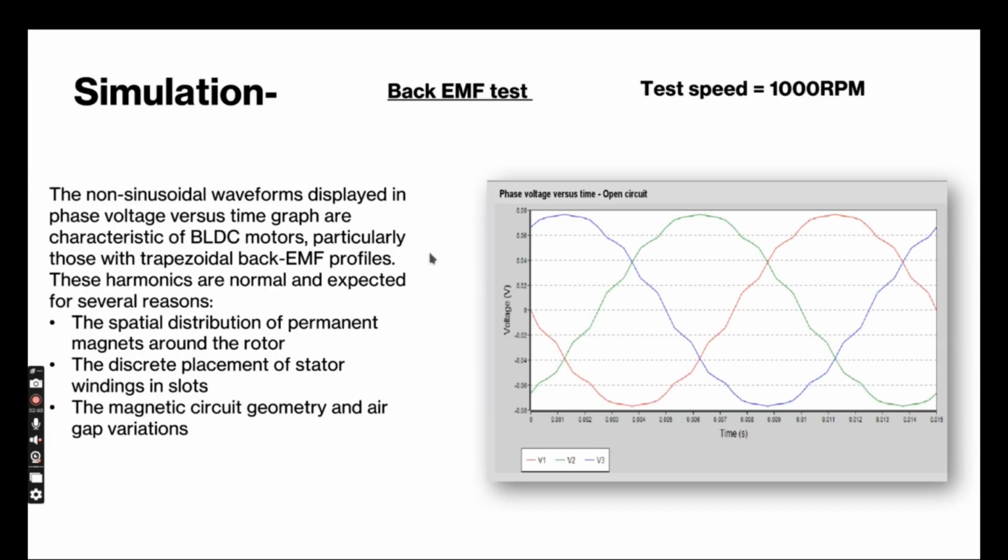The back EMF test was done in the simulation. Test speed was 1000 rpm. So this is the voltage generated in the stator coil, and as you can see, this is a sinusoidal wave with harmonics attached to it. The reason for the harmonics can be explained by the spatial distribution of the permanent magnet, and also by coil pitch. As the coil pitch is not exactly 180 degrees, it will have harmonics attached to it.